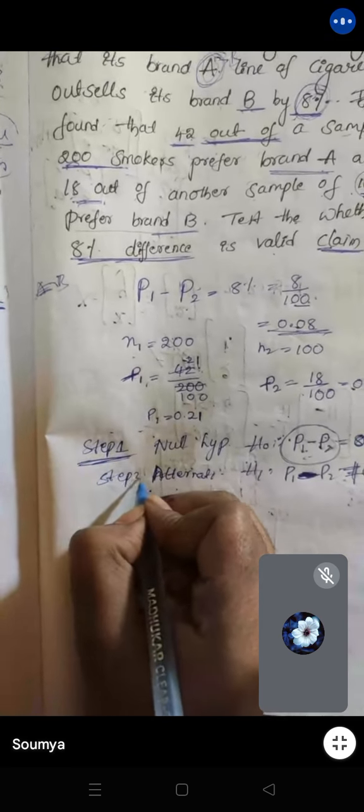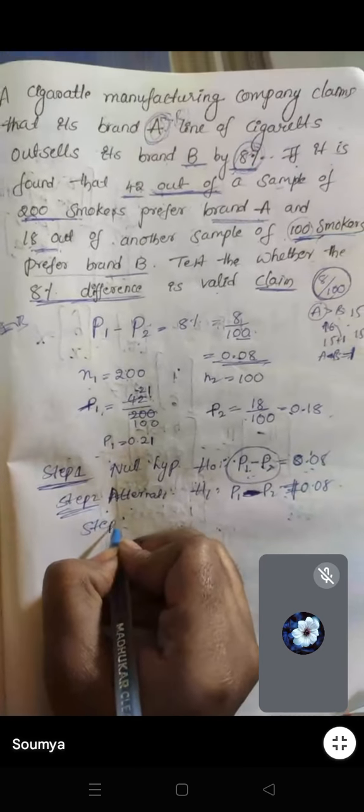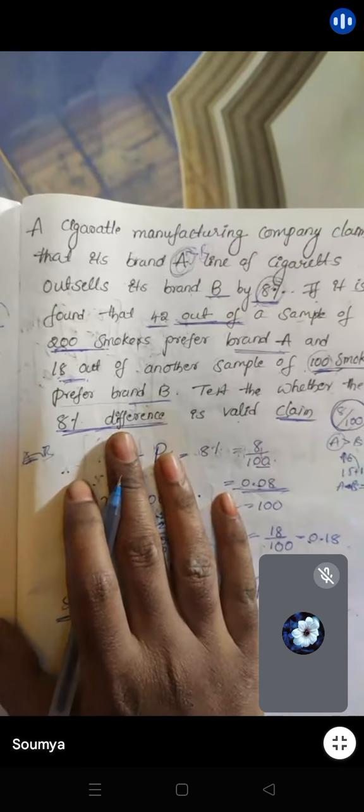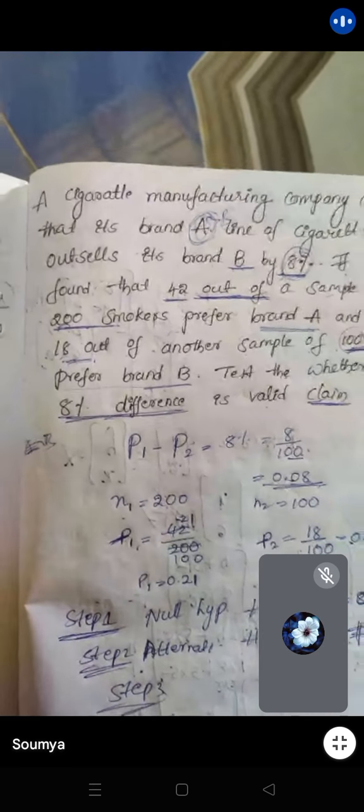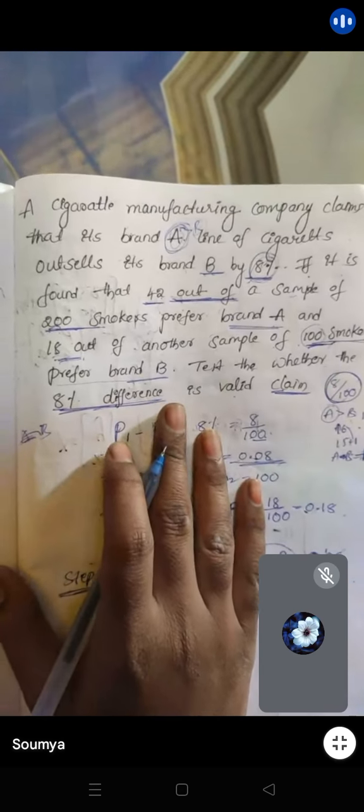This is step 2. Okay, for step 3, is there any alpha mentioned? Is there any alpha?